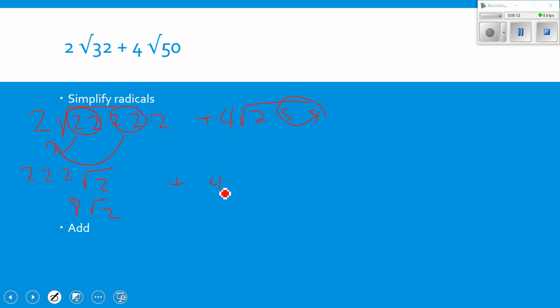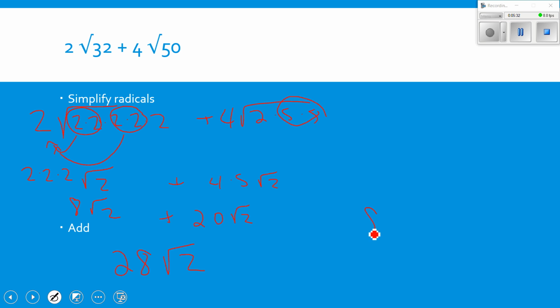I have a 5 pulled out with a 2 left behind. I need to multiply it by the number that was already in front, which was 4. So I have 8 root 2 and 20 root 2. I check that my radicals are the same. I have root 2 and root 2. So then I just do 20 plus 8 is 28 root 2.